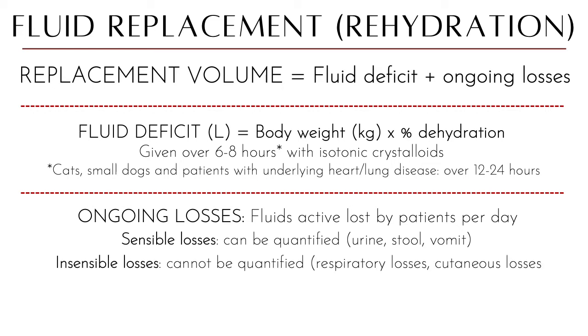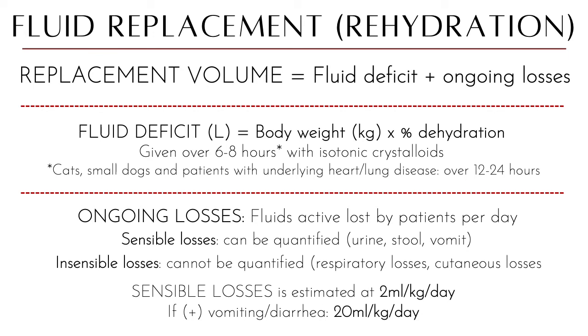The insensible losses are those that cannot be quantified. Respiratory losses, those lost during panting, when they sweat and such. And since these things may be quantified, but it's hard to do so, they just use a standard or a constant for it. Sensible losses is estimated at 2 mL per kg per day. I'll correct that in the PDF. 2 mL per kg per day. And if the patient is vomiting or diarrheic or both, the insensible losses, sorry, which cannot be quantified, would be 20 mL per kg per day. All right.